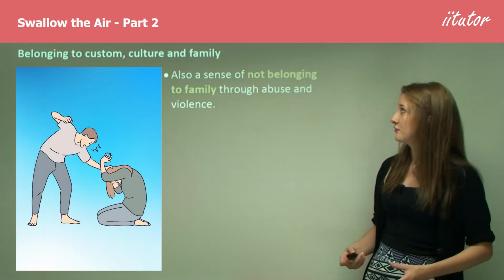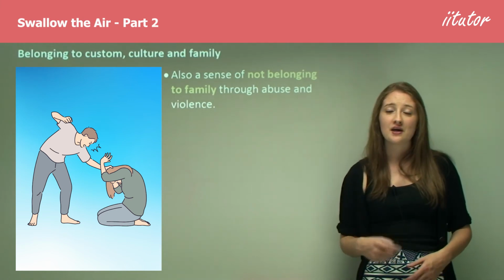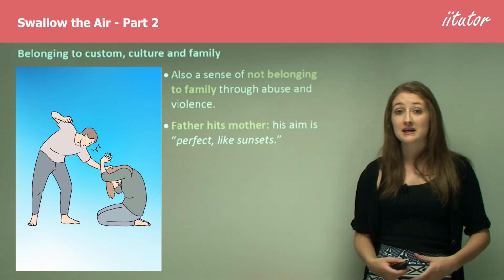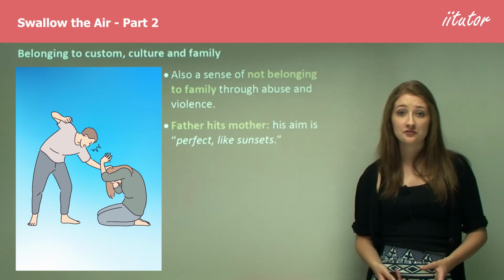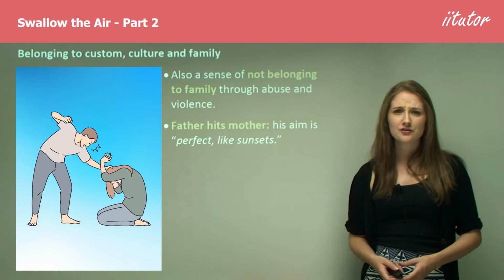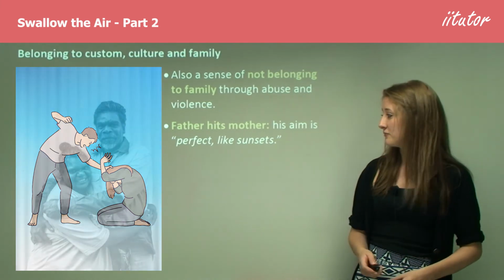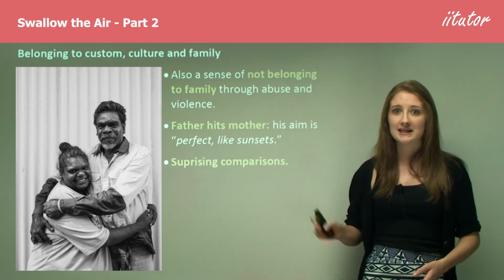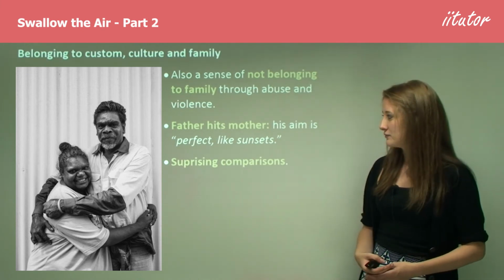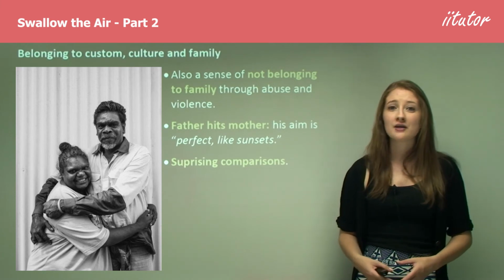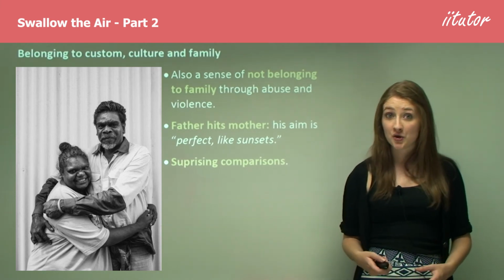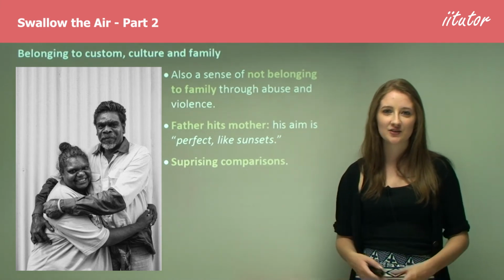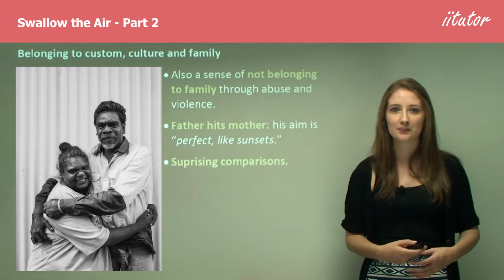There's also a sense of not belonging to family through this cycle of abuse and violence, however. So, for example, the father hits the mother, and his aim is perfect like a sunset. That's really where that surprising imagery comes in again. It's a very surprising comparison. You don't expect a man hitting his wife to be described as perfect like a sunset. So that's where Winch is again really challenging you as a reader. And it's really important that you understand the language in order to really understand her message about belonging.